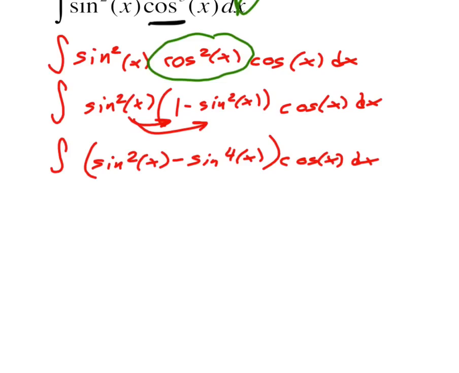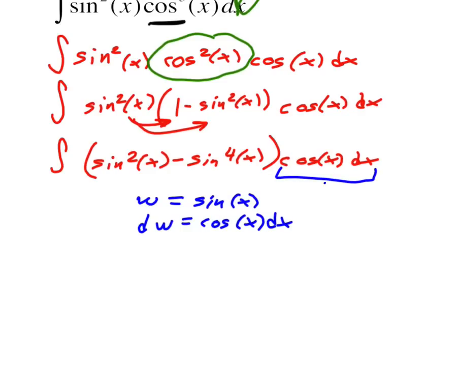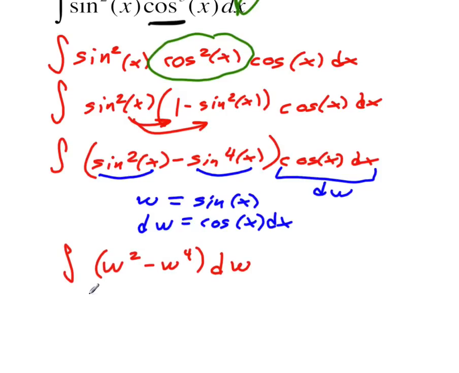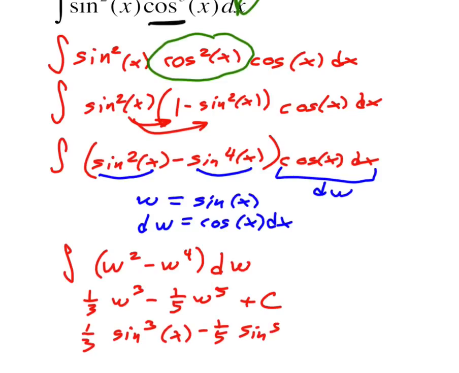Okay, so we've got our singleton cosine. This is where we put our substitution in, and we let w equal sine of x, and then dw is cosine of x dx. So this becomes the dw. And notice that's going to be a w squared and a w to the fourth. So our entire integral is now the integral of w squared minus w to the fourth dw. Very easy antiderivative, right? 1/3 w cubed minus 1/5 w to the fifth plus c. Now we put in the fact that w is really sine, so it's 1/3 sine cubed of x minus 1/5 sine to the fifth of x plus c. And that's the answer to this one.